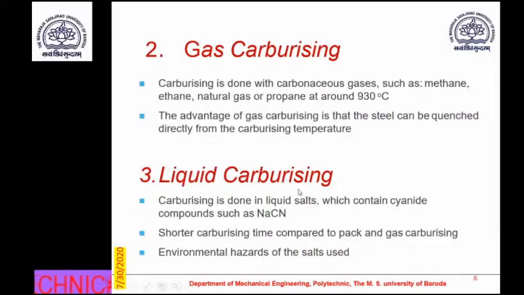Next is gas carburizing. Carburizing is done with carbonaceous gas such as methane. Carbonaceous means carbon containing gas such as methane, ethane, natural gas or propane at about 930 degree centigrade, which is upper critical temperature and slightly above the upper critical temperature. The advantage of gas carburizing is that the steel can be quenched directly from the carburizing temperature.